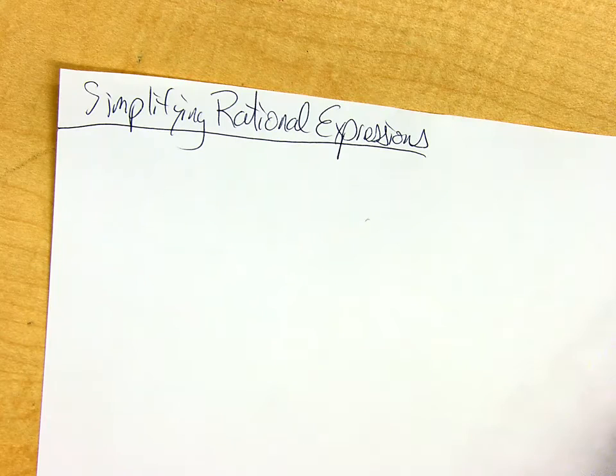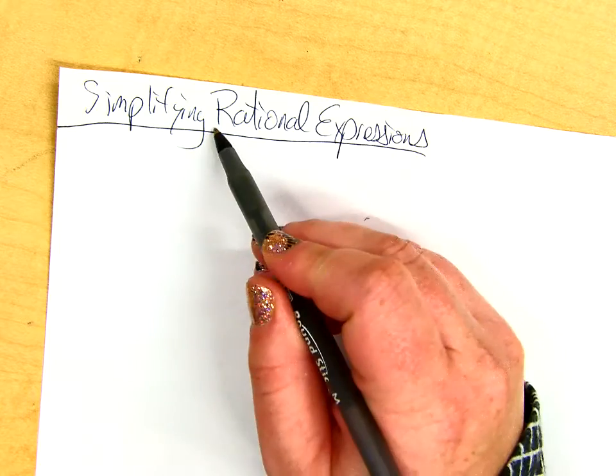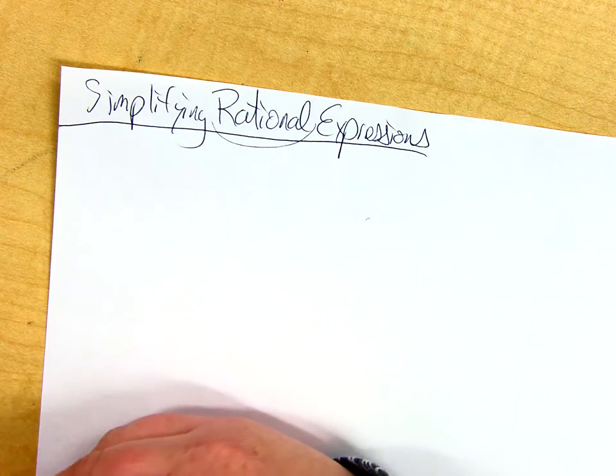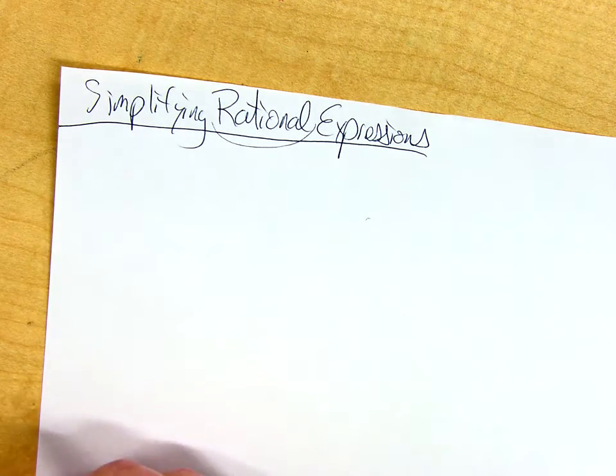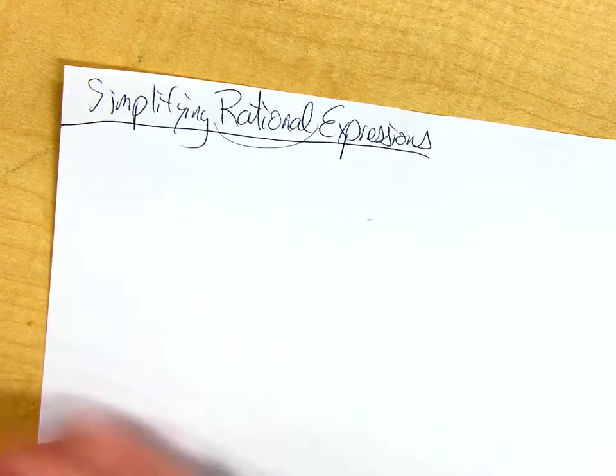Okay, so we are simplifying rational expressions today. Before we start, what does rational even mean? What's a rational number? Fraction. Yes, any number that can be written as a fraction where numerator and denominator are integers. So you already know how to do this.